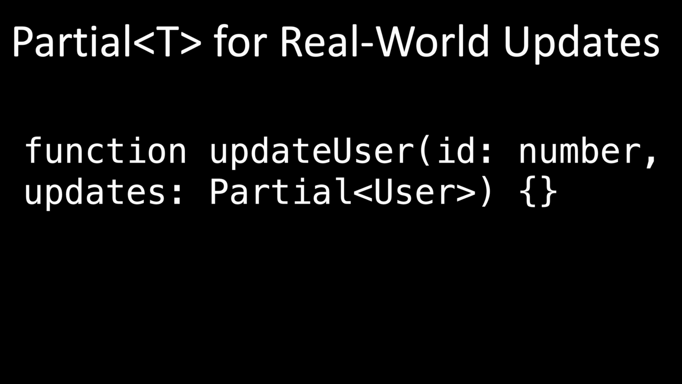Third, Partial. This is really handy when updating only some fields. This works perfectly for patch requests or partial updates. In Java, you often end up creating separate DTOs, handling null checks, and writing extra code. TypeScript just does it with the type system, making the intent clear.